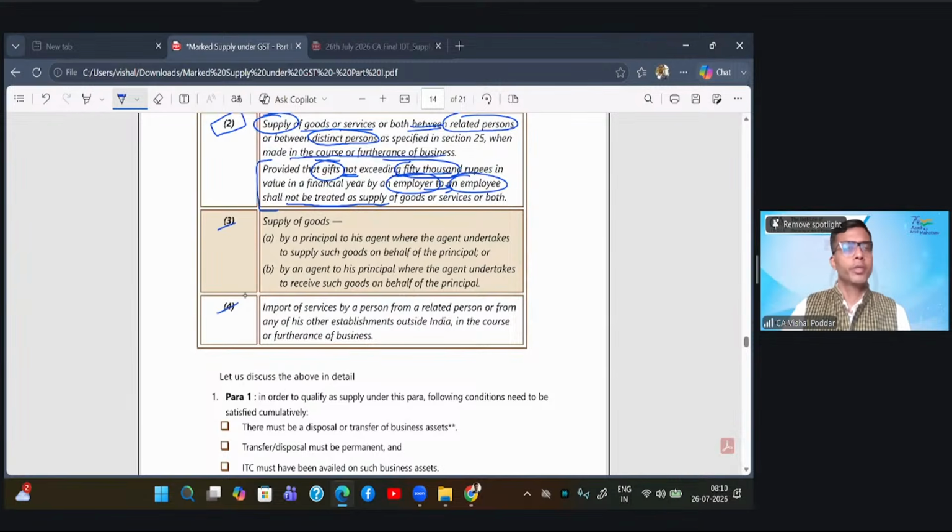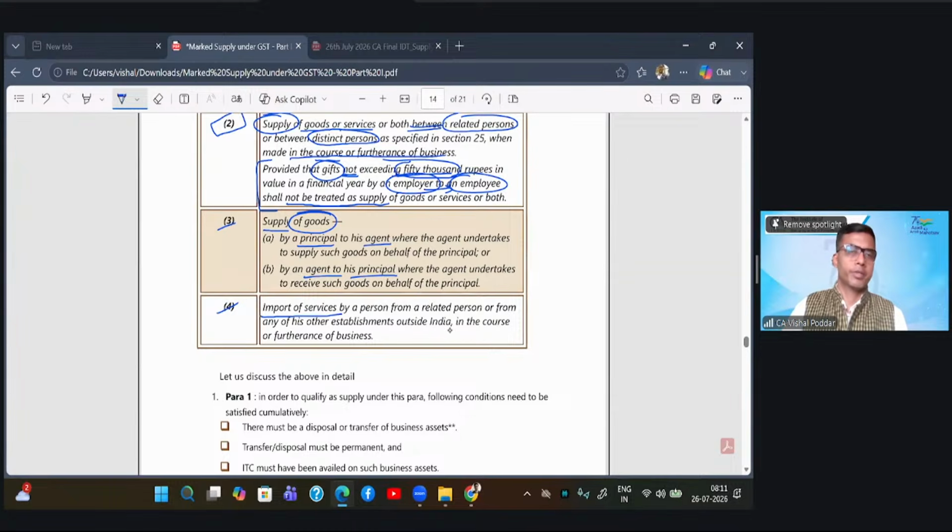Next two parts are simple, students, in this Schedule 1. So there is supply only of goods by principal to agent or by agent to principal. So when principal sends goods to agent and the agent is going to sell the goods on behalf of the principal by giving his own invoice, or vice versa, the agent has purchased goods on behalf of the principal, taken invoice in his name, and now going to send the goods to the principal. In all these cases, this transaction between principal and agent, may be done without consideration, will be treated as a supply.